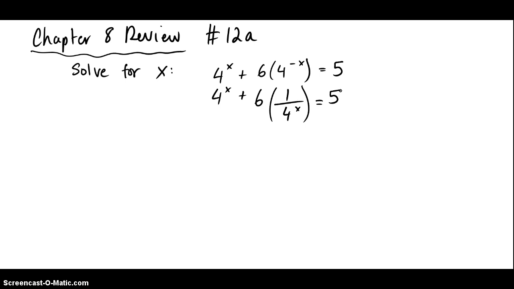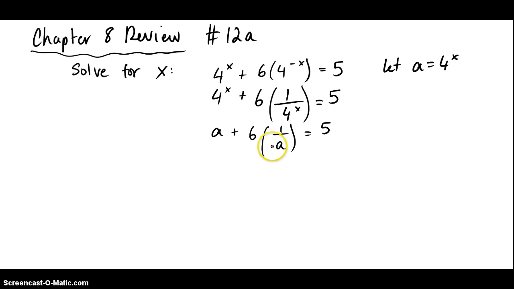What we can do is think about how we can solve this. We can let a be 4 to the power of x, and that might open up how it looks. So we have a. If a is 4 to the power of x, we can substitute a in for 4 to the power of x. a plus 6 times 1 over a equals 5.